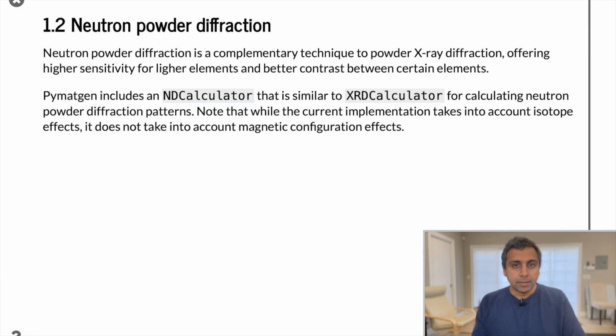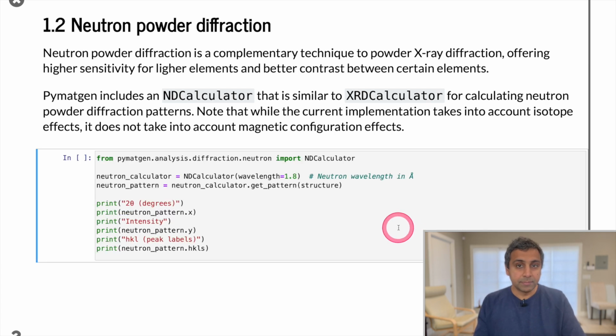The next type of diffraction we're going to look at is neutron powder diffraction, and this is a complementary technique to X-ray diffraction. It's a little bit more specialized of a technique, but it can give you more detailed information about your crystal structure. Now, using this code is very similar to the X-ray diffraction calculator.